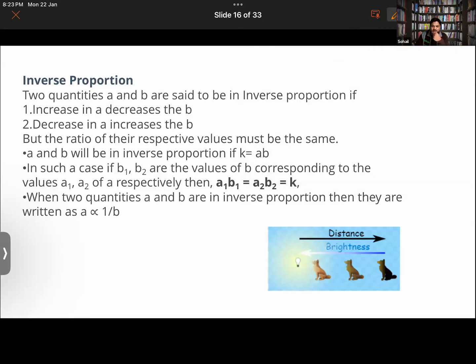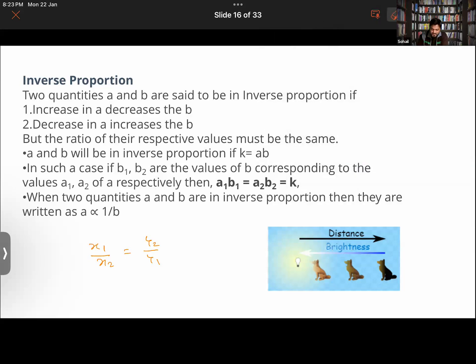So how do we represent it? How do we represent it? Say x1 upon y1 equals y2 upon x2. No, on the contrary, it is x1 upon x2 equals y2 upon y1. Actually, it is in this format.